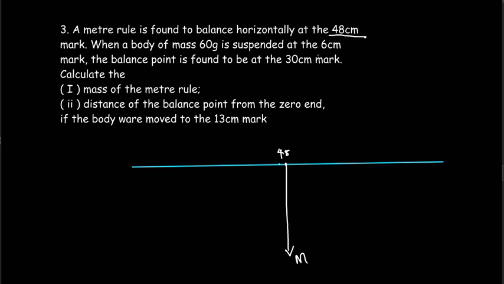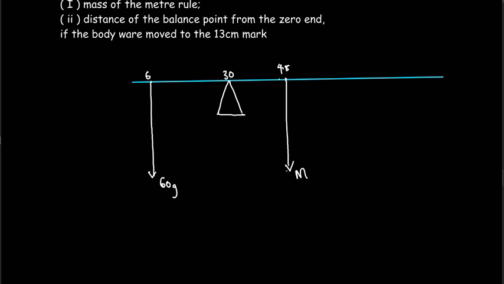Now, a body of mass 60 gram is suspended at 6 cm, so somewhere around here. The balance point is found to be at the 30 cm mark. So at 30, the meter rule balances horizontally. Then we are asked to calculate the mass of the meter rule. Okay, this is very easy. That is the mass M, right?